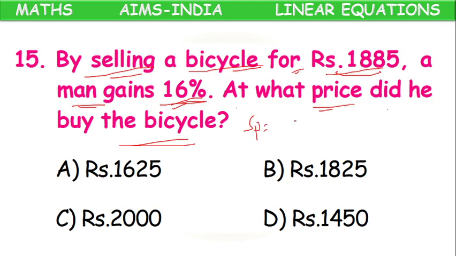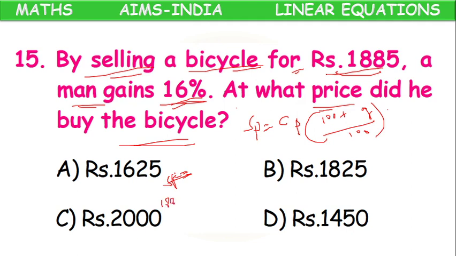Selling price equals cost price into 100 plus gain percentage by 100. So directly we can use this formula. Actually 1 plus gain percentage by 100 also we can write. Then the selling price, which they have given here, is 1885. He sold it for 1885.